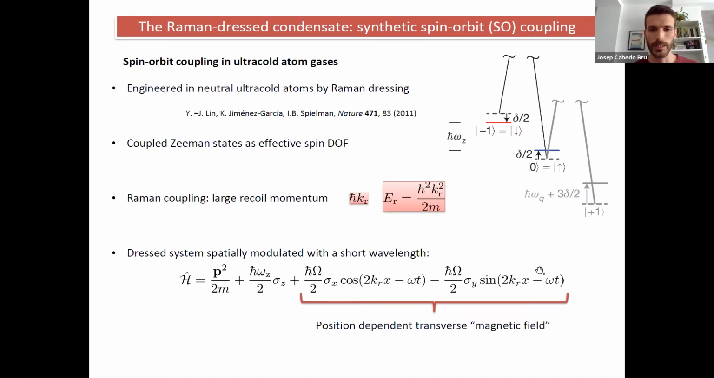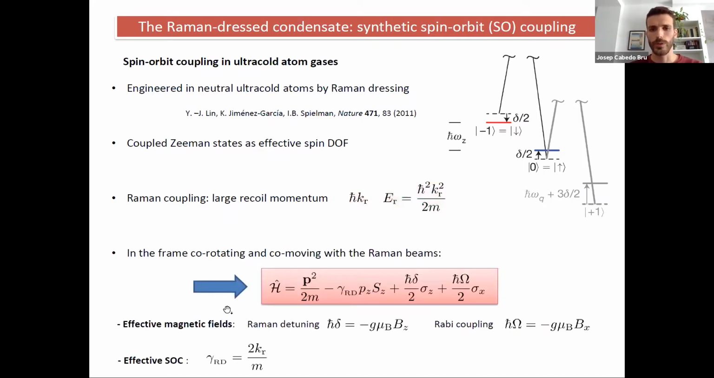So in the semi-classical picture, this translates into a coupling between these two spin degrees of freedom that is position dependent, that rotates with a wavelength that is short compared to the length scales in the gas. So in this sense, we cannot get rid of this position dependence by, I don't know, the electric dipole approximation. But given that this oscillates with a single spatial frequency, we can go to a rotated frame where this dependence is translated into a linear term in momentum.